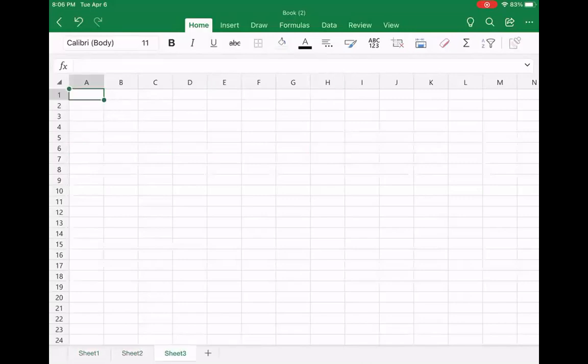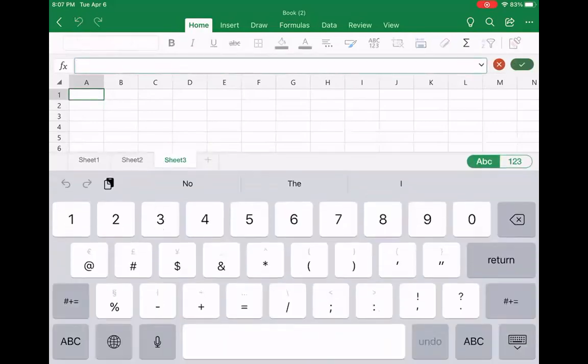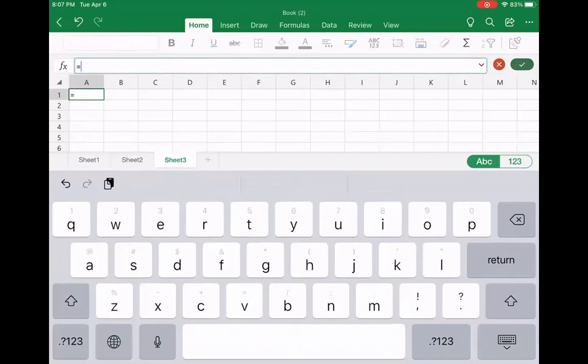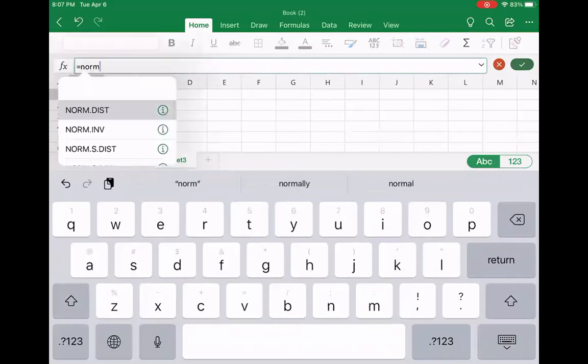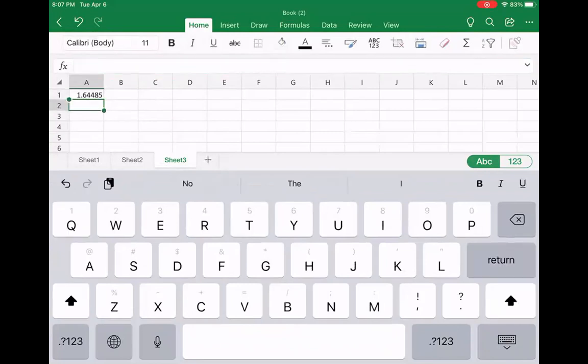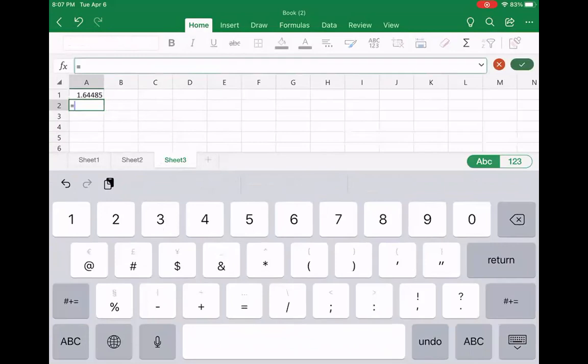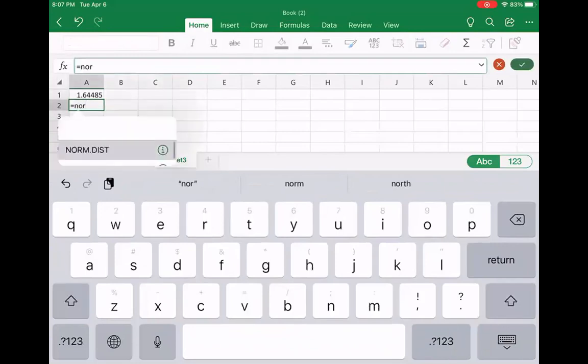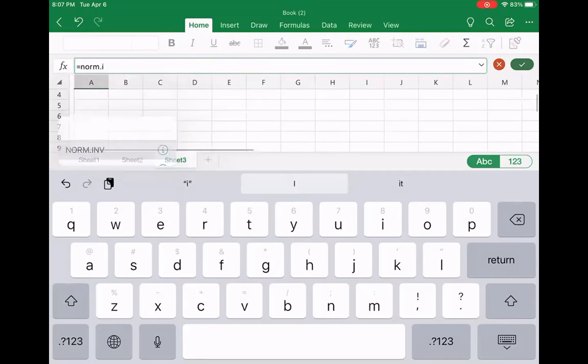So if I want to find the value, again, I'm going to do norm.inv. We're doing 0.95 here. The mean is 0. Standard deviation is 1. And you get 1.64485, or if you want 3 decimals, 1.645. You could have also used this function here. I think it's the one I told you the last time. If you're doing z-scores, you can always use the norm.s.inv.